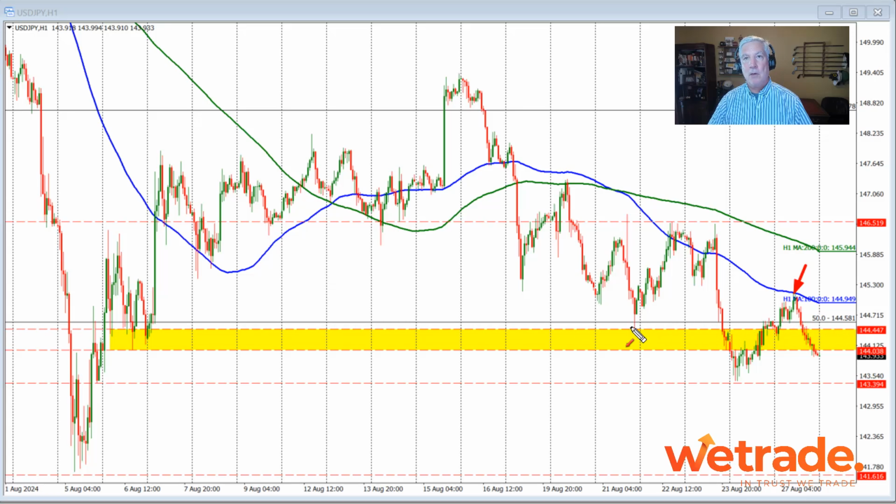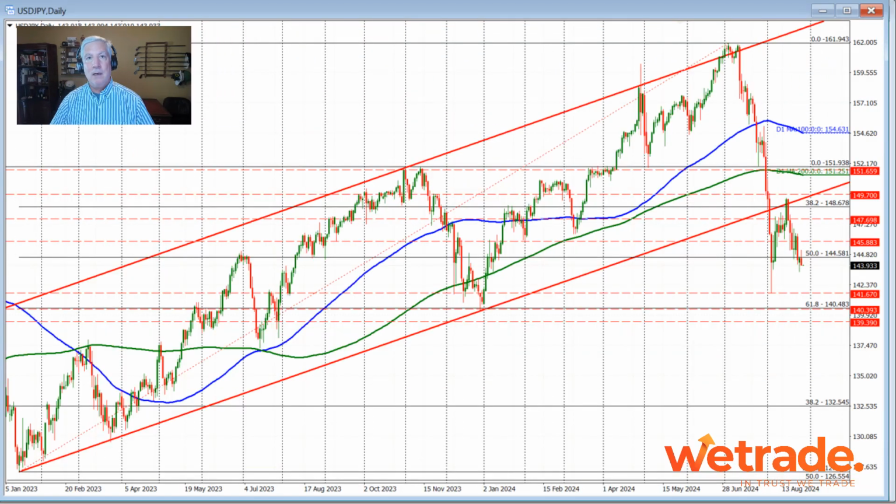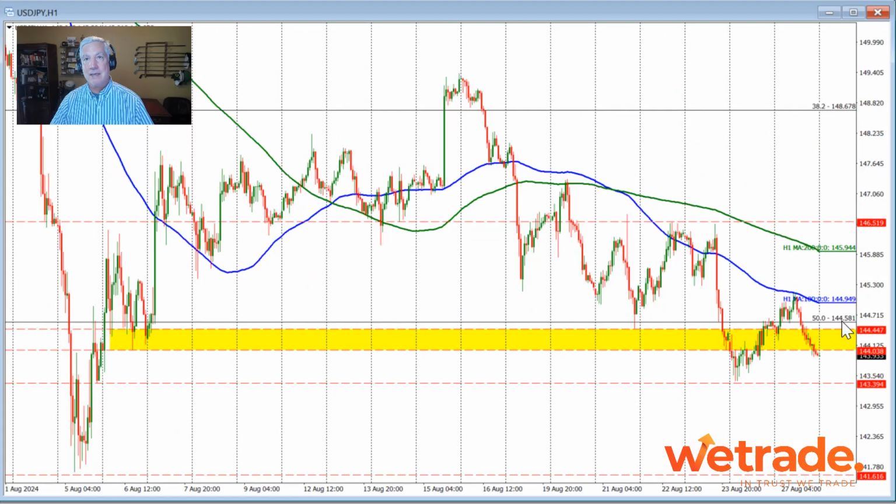We fell back below the 50% midpoint. That 50% midpoint is of this move to the upside from this low going back to early January 2023 to the high price that we saw in July of 2024. 50% comes in at 144.58. Going back to the hourly chart, that's this level right here.